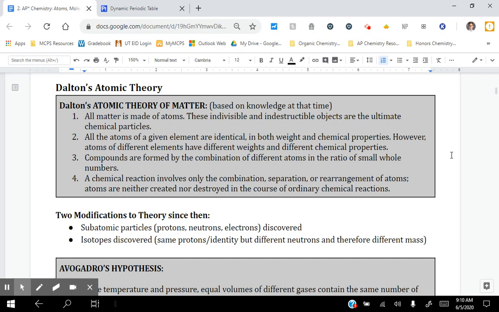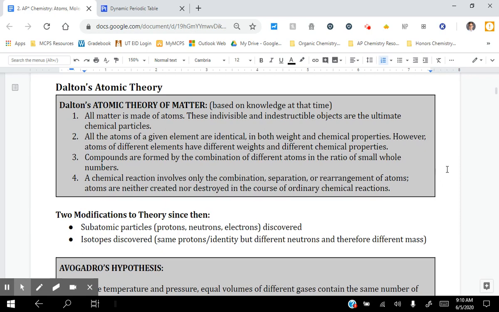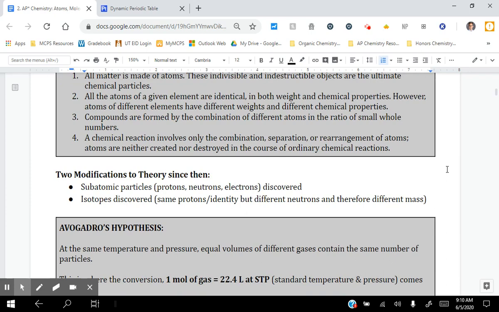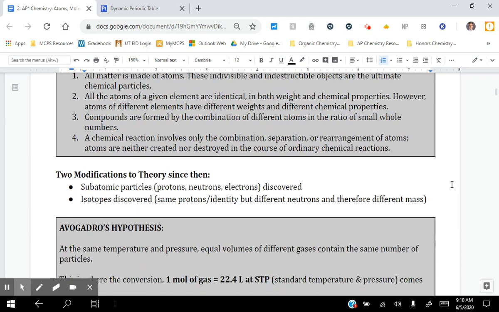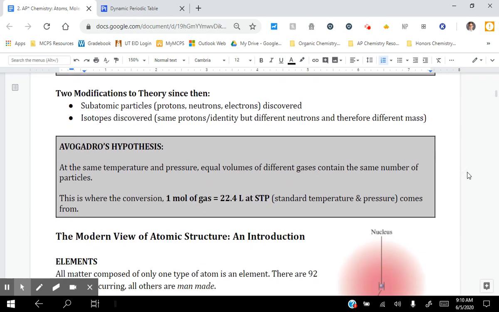Compounds are formed by the combination of different atoms in the ratio of small whole numbers. So that actually is just the application of the law of definite and law of multiple proportions. And then a chemical reaction involves only the combination, separation, or rearrangement of atoms. Atoms are neither created nor destroyed in the course of ordinary chemical reactions. And that is also an application of the law of conservation of mass. So within Dalton's atomic theory, he incorporated some of the fundamental laws that we just talked about. And that's why it's important that we led the topic with those, because they are going to remain relevant in our discussion here. There were some additional scientists doing work at the same time.